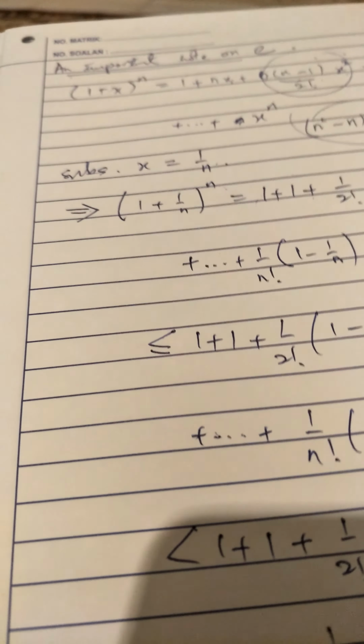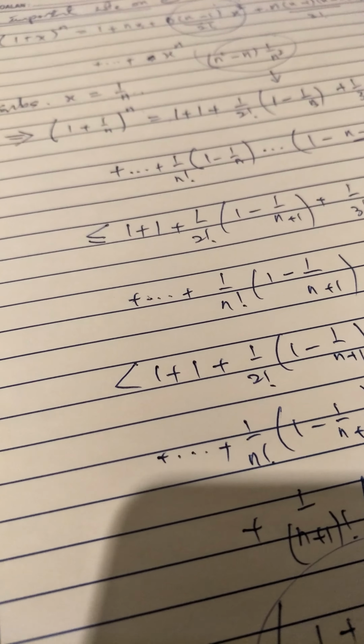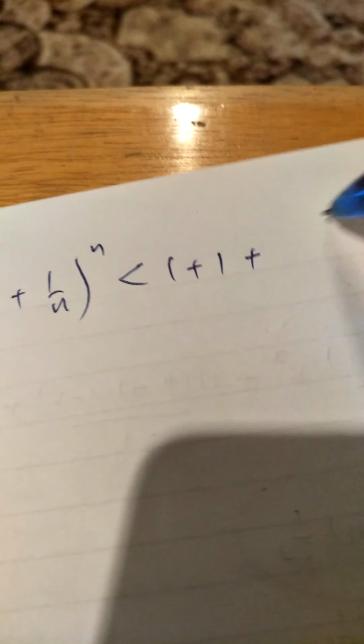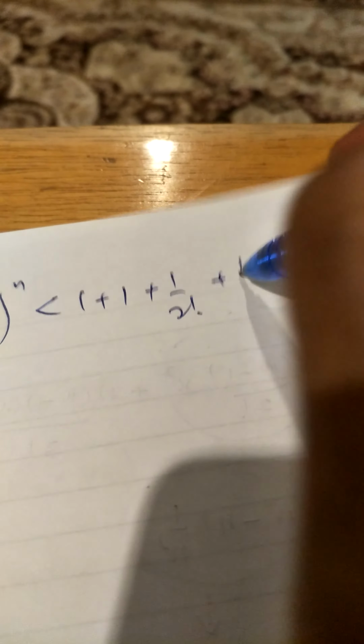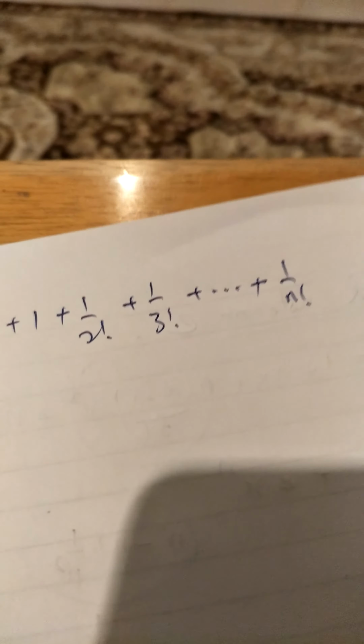If I can show that the sequence is bounded, which means it is increasing and bounded, so the sequence converges, right? And it has a limit. So we have that (1 + 1/n)^n is less than 1 + 1 + 1 over 2 factorial + 1 over 3 factorial and so on, up to 1 over n factorial. So this inequality is true.